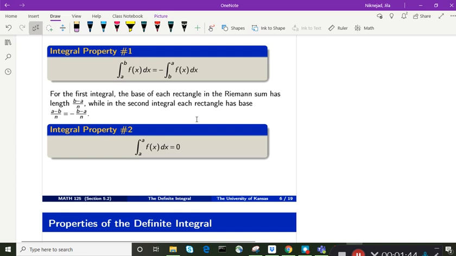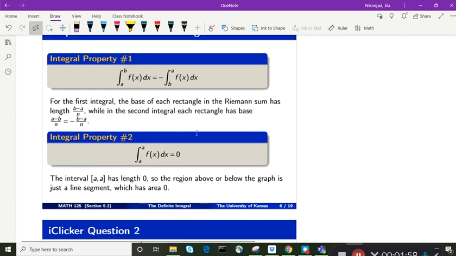Now, property number 2: the integral from a to a of f of x dx is equal to 0. And that makes sense, because what kind of rectangle can we create on the interval from a to a? A rectangle with a width that is equal to 0.